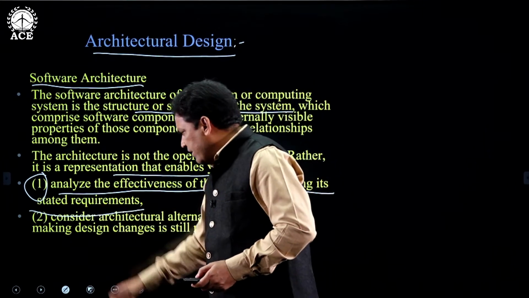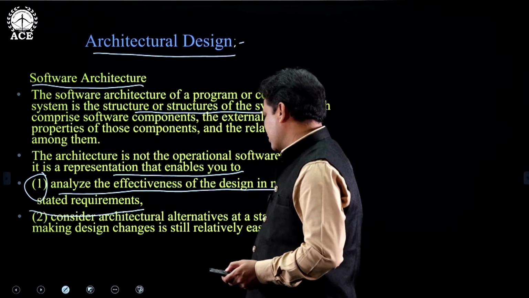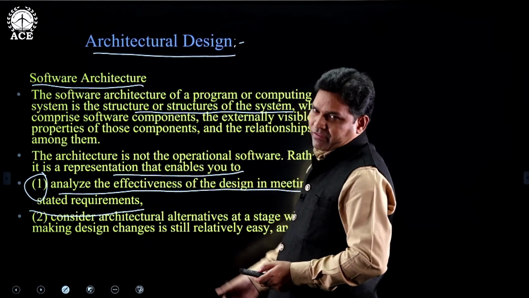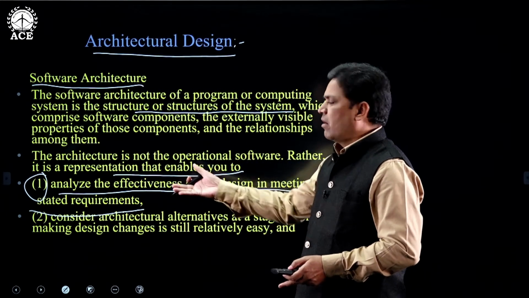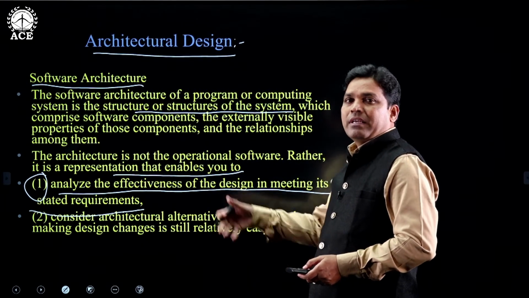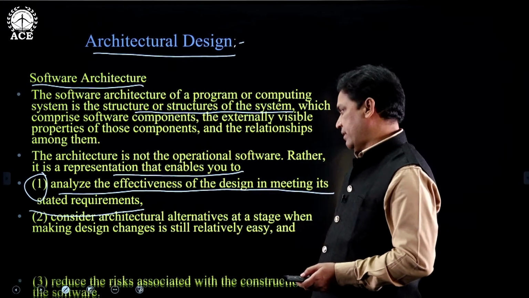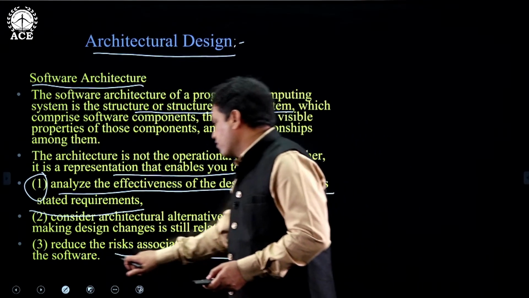The second way is to consider architectural alternatives at a stage when making design changes is still relatively easy. For this software application, for example, they develop an architecture. So they can make some alternative changes to the already existing architectures. They can improve it.